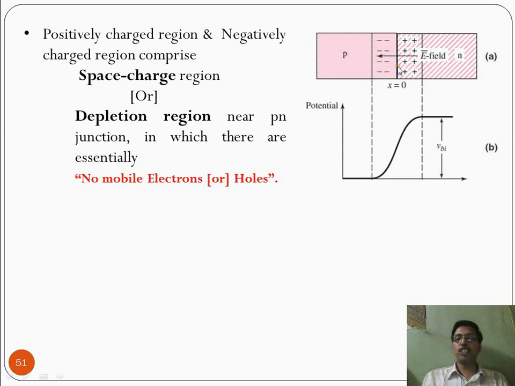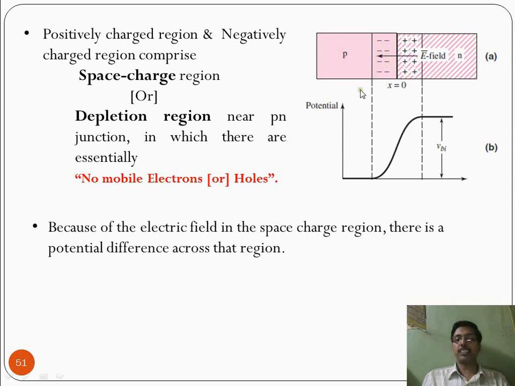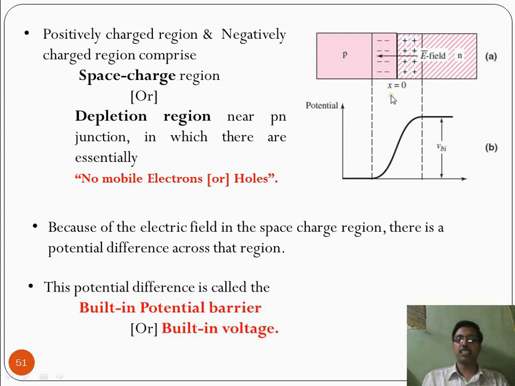This positively charged region and negatively charged region comprise a space charge region. Already we have discussed, since here there are no mobile electrons or holes, it possesses a barrier potential of V naught. Because of this electric field in the space charge region, there is a potential difference across that region. That is called the barrier potential or built-in potential barrier.